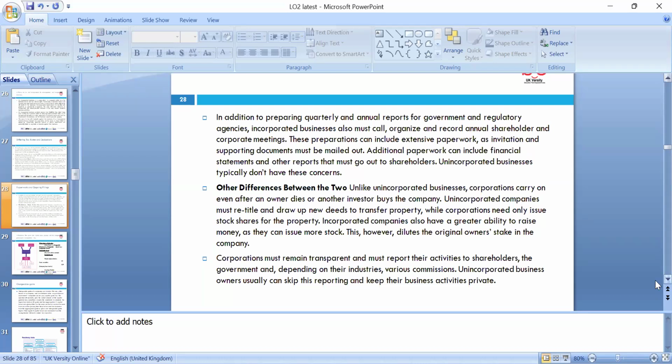must be retitled, and new deeds drawn to transfer the properties. A corporation needs to issue stock or shares to the new owners, and also has a greater ability to raise money as it issues more stock. So we can look around, the corporation must remain transparent. Unincorporated businesses skip the reporting and keep their business activities private.